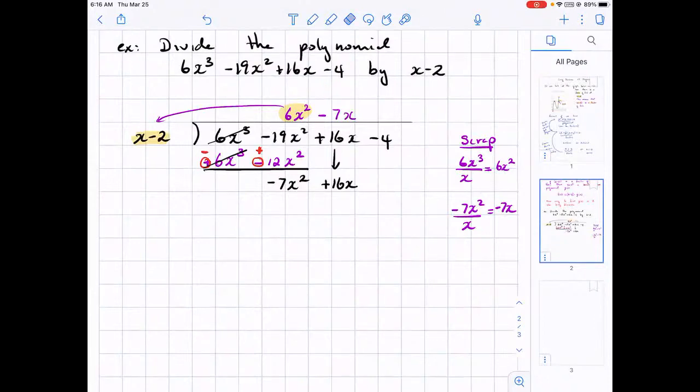And what we do, we now multiply the minus 7x by all of this. And if I multiply that, minus 7x times x becomes minus 7x squared. And minus 7x times minus 2 becomes plus 14x. Okay, don't forget, the signs always have to be changed to the opposite.